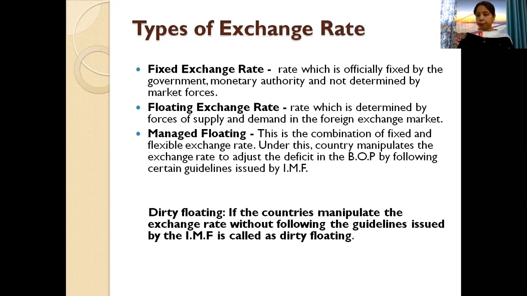But if the same activity, managed floating, is done without or against the guidelines of the International Monetary Fund, then it becomes dirty floating. Right? Because they are not following the rules. If the country manipulates the exchange rate without following the guidelines issued by the IMF, it is called dirty floating.